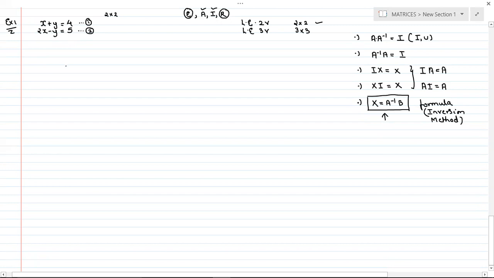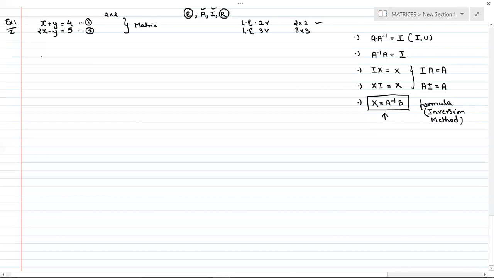Now the first thing we have to do here: as the chapter name is matrices, but the given question is in the form of linear equations, the first thing is we have to convert these linear equations into matrix form. Now we'll see how to convert these linear equations into matrices.